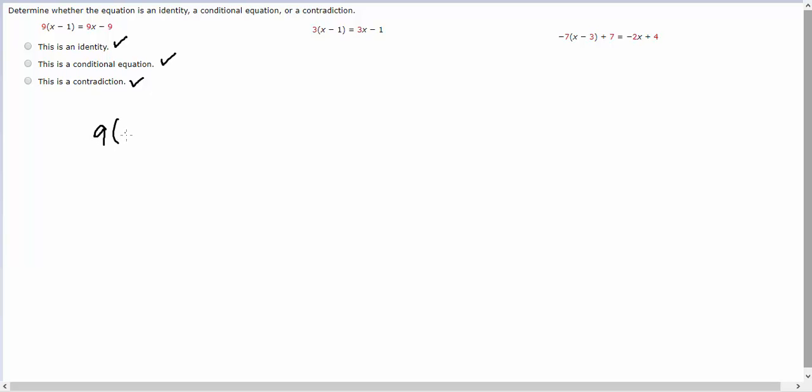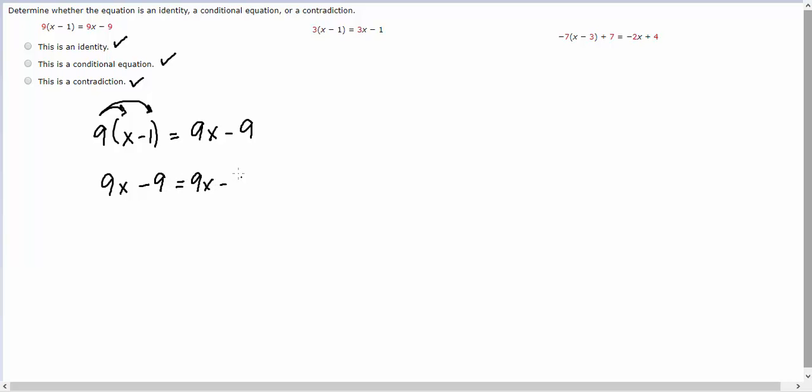So the first question says 9 times x minus 1 equals 9x minus 9. So first, let's distribute this 9. And we get 9x. 9 times x is 9x, and then 9 times negative 1 is negative 9.